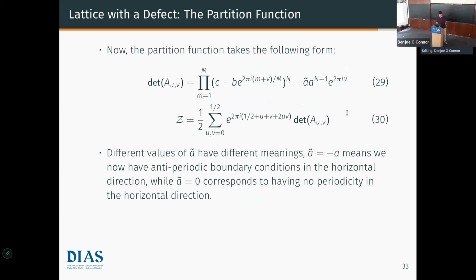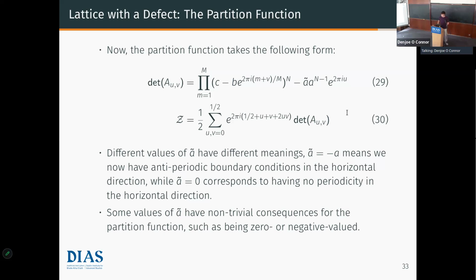If we set A tilde to 0, you can think of it as snipping the bond, or having, instead of your lattice on a torus, you have it on a cylinder now. So you have periodic boundary conditions in one direction and no periodic boundary conditions in the other direction.